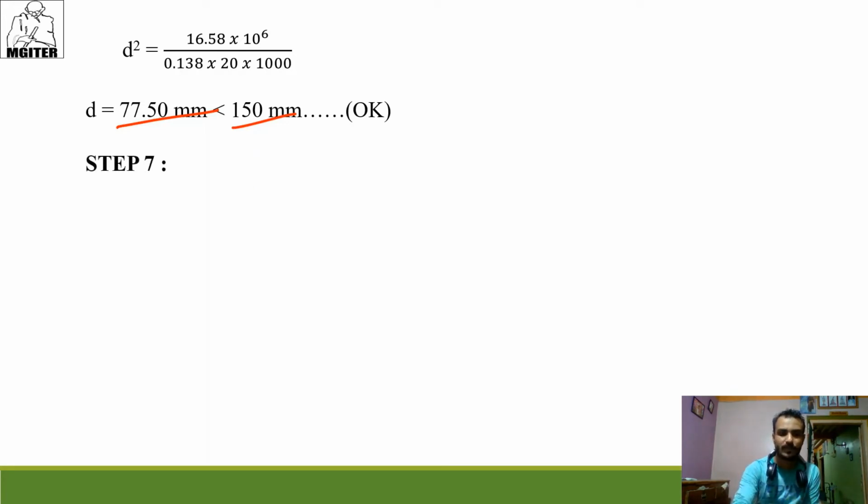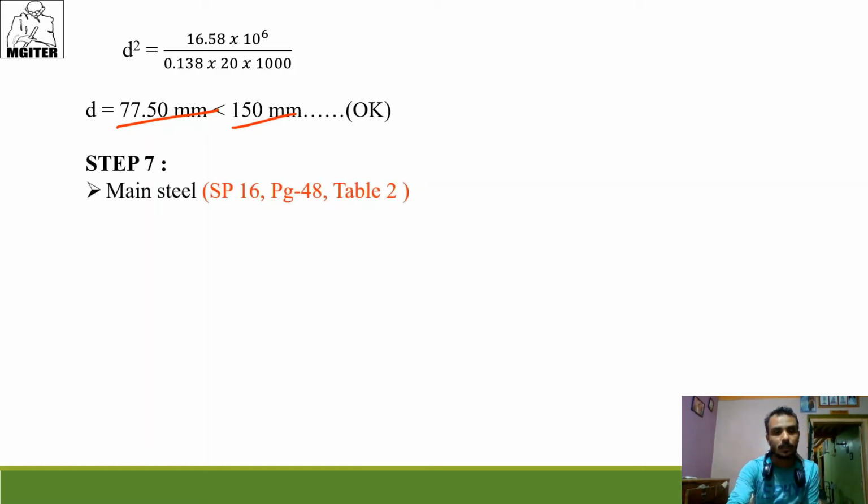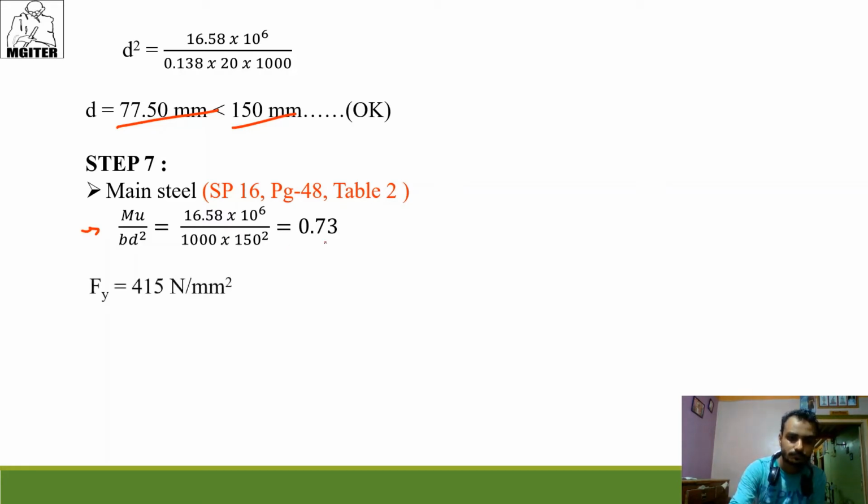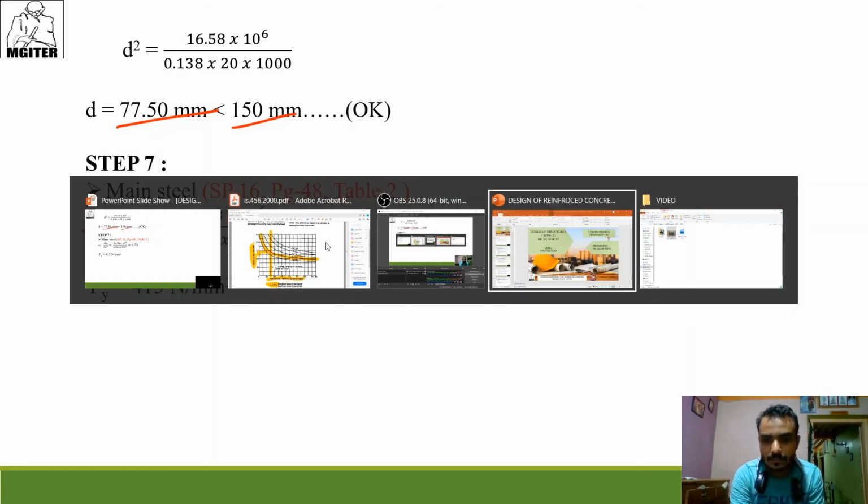Then after step 7, calculate the main steel. Main steel from the SP60 page number 48 table 2. From the SP60 page number 48 table 2 we have to find out Mu upon bd square. Mu is 60.58 into 10 raised to 6, width we assume 1000 into 150 whole square is equal to Mu 0.73. Fy 415. So let's go to the SP60.